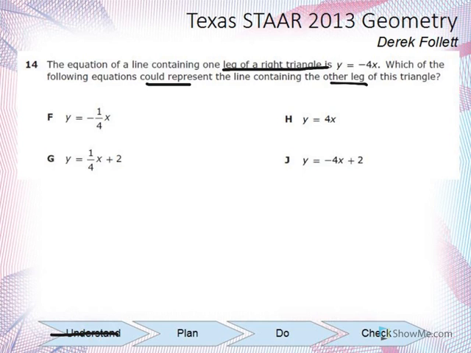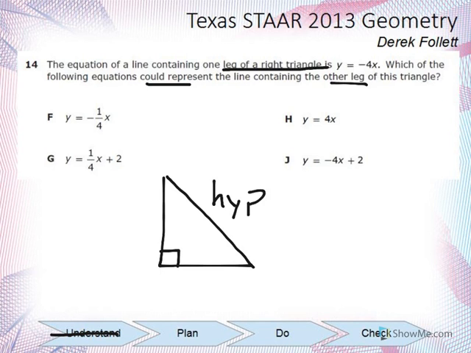I don't remember which ones are the legs on a right triangle, so you know what? Maybe my plan will be to draw a right triangle, try to remember that, and then see where I can go from there. So let's draw my right triangle. And now that I've drawn it, I remember the hypotenuse is the long one, and the other two are the legs.